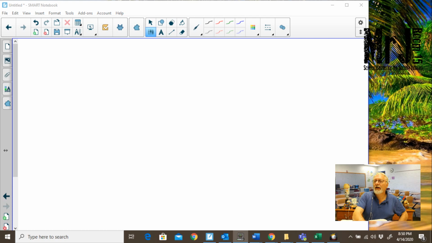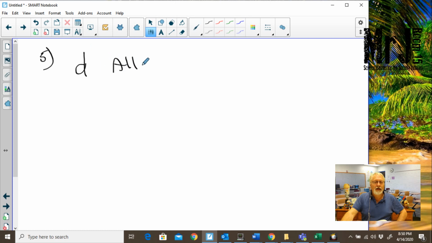Number 5. The gravitational force between two objects is always an attraction, depends on how massive the objects are, depends inversely on the square of the distance between them, all of the above. Well, the answer to this is D, all of the above.